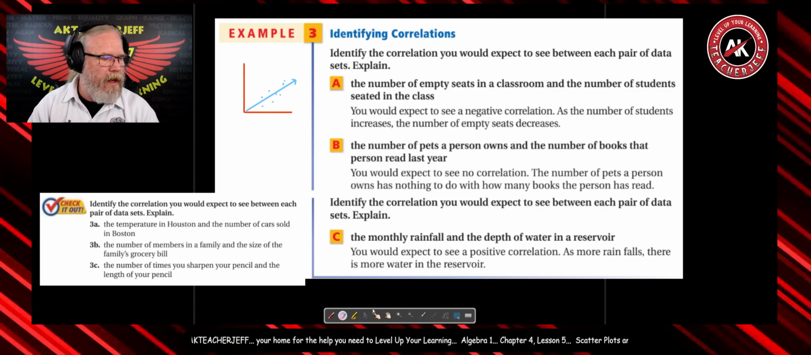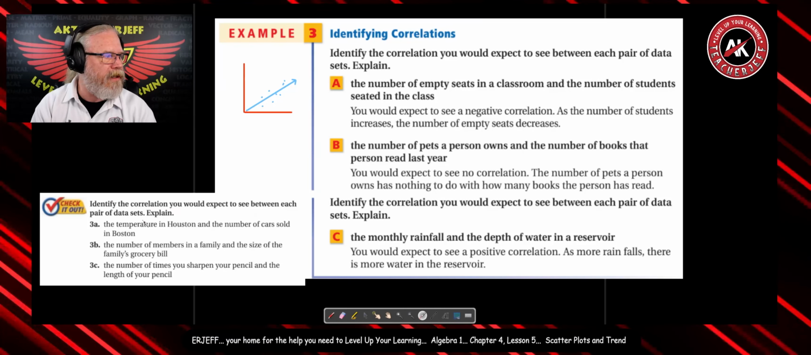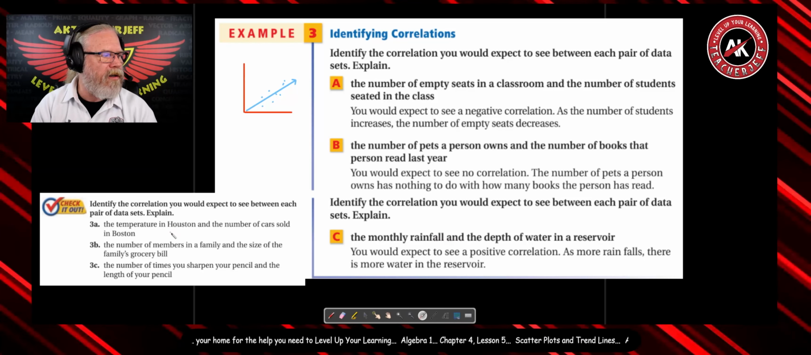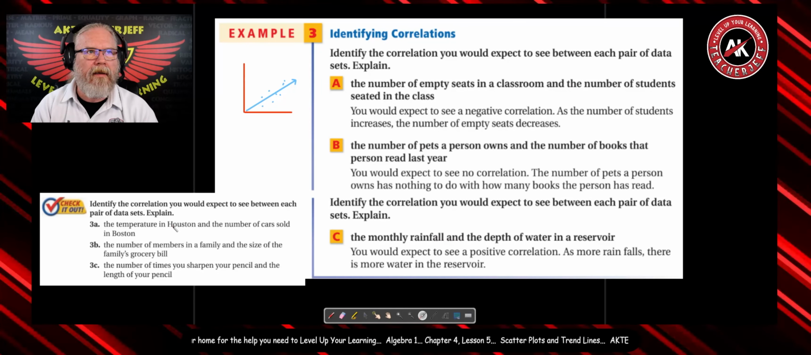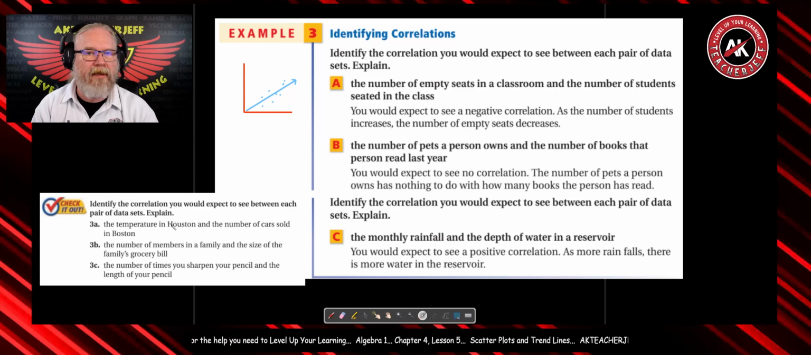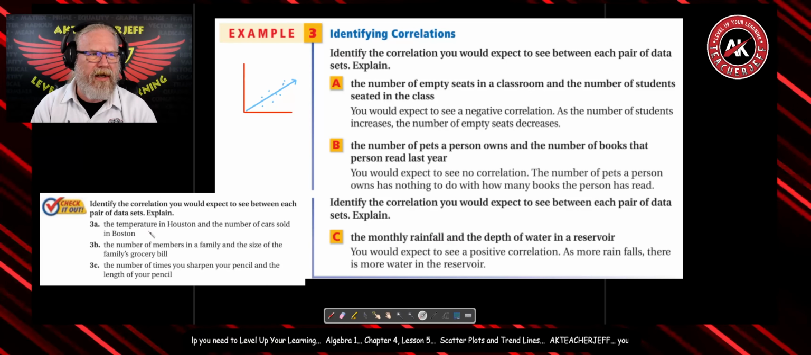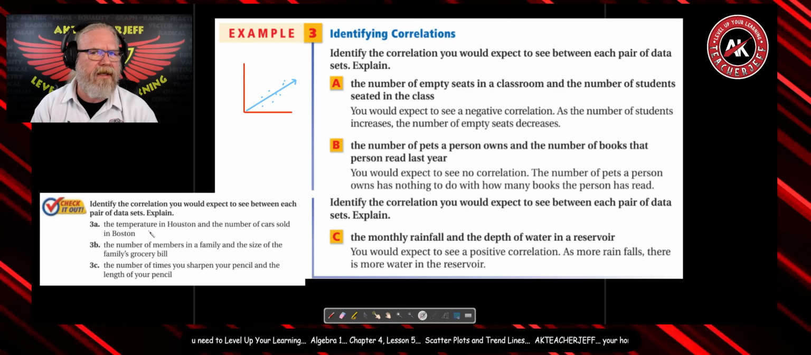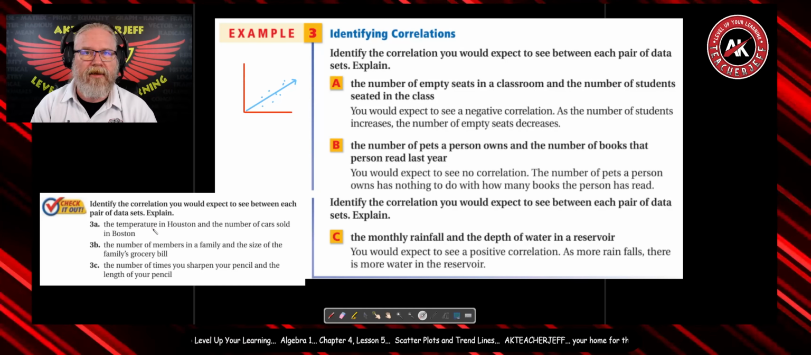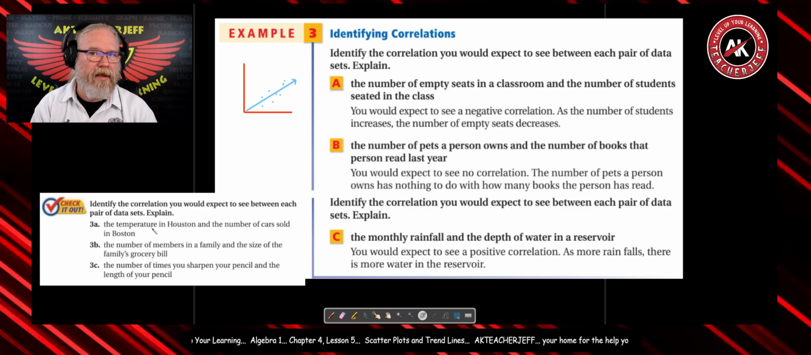All right. Let's look at this over here. Identify the correlation you would expect to see between each pair of data points: the temperature in Houston and the number of cars sold in Boston. Well, Houston's way down south in Texas, and Boston's way up in the northeast, so the temperatures are going to be very different, so you wouldn't really be able to compare the temperatures in the city, and I don't even know if temperature has an effect on the sale of cars. I would say that 3A would have no correlation whatsoever, because the temperature in Houston has nothing to do with the number of cars sold in Boston.